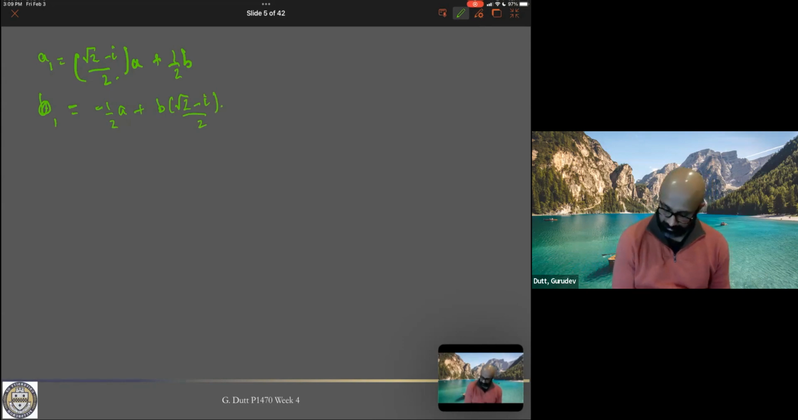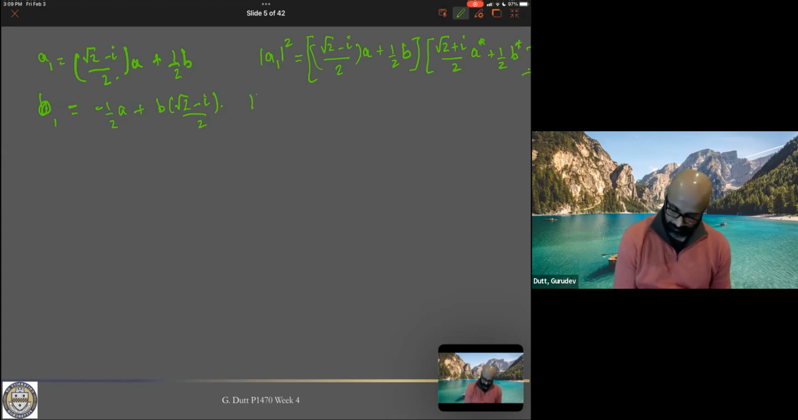So now we need to calculate the norm of A1 squared, which is taken by finding root 2 minus I divided by 2 times A plus 1/2 B, multiplying that by its complex conjugate. So that is root 2 plus I divided by 2 times A star plus 1/2 B star.